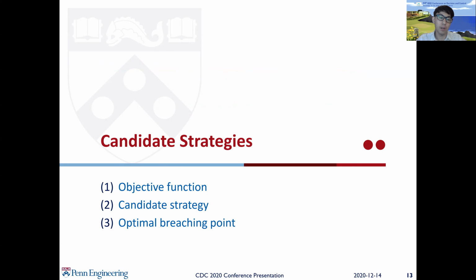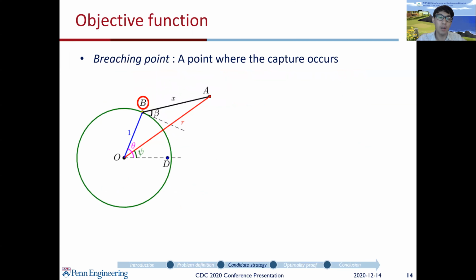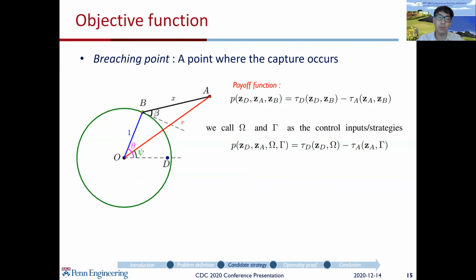We define candidate strategies. As for the objective function, we define the breaching point marked by B. It's the point where the capture occurs. We also define the payoff function. Here we define tau_D and tau_A as the time for the defender or intruder to reach the breaching point, and the difference between those 2 times is the payoff function we are defining here.